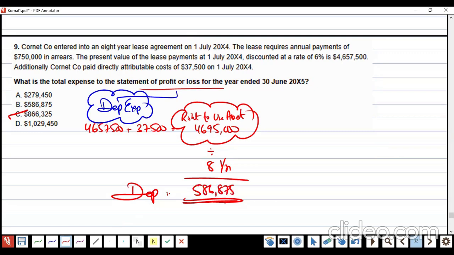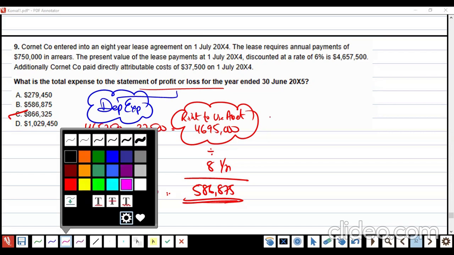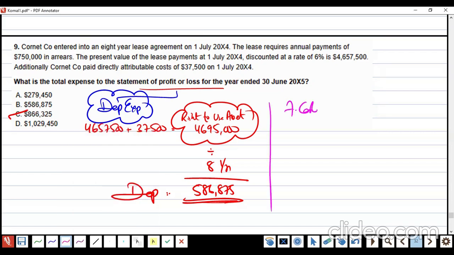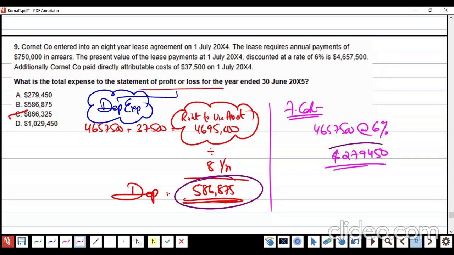Okay, and the other one, finance cost for 6%. Full year, right? No need to compute the months. Answer is 279,450. And the total expense required, so this plus that. Again, C. This plus that. Again it is C. At last. Wow. Very nice.